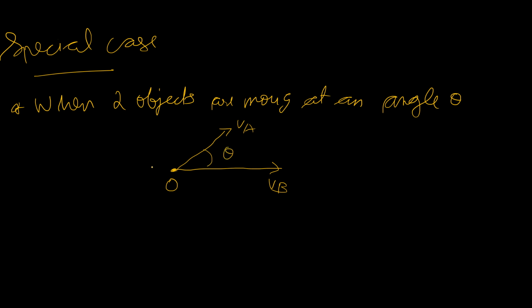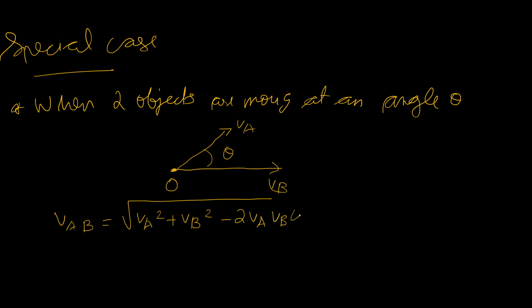Then we can do some derivations, but there's no need to do all of that. Just know the formula. In any question, if you see a special case like this, remember this formula. It's quite big, but it's pretty easy. VAB is equal to the root of VA square plus VB square minus 2 VA VB cos theta. Square roots you might have learned in 8th or 9th standard. So this is one formula.